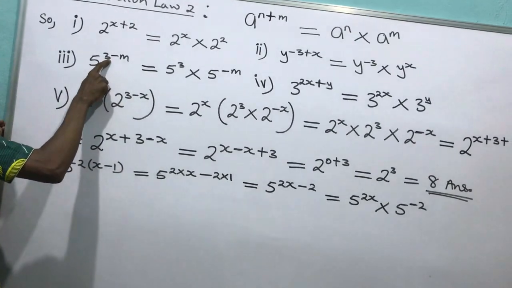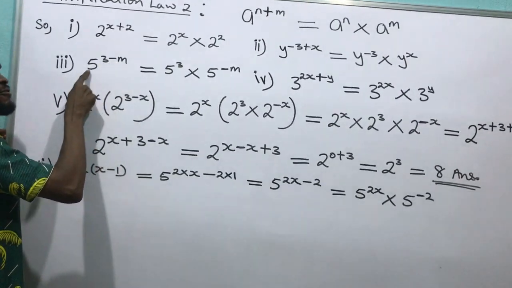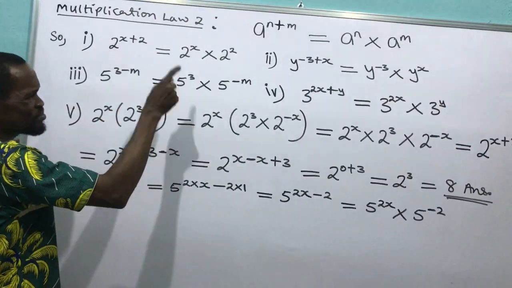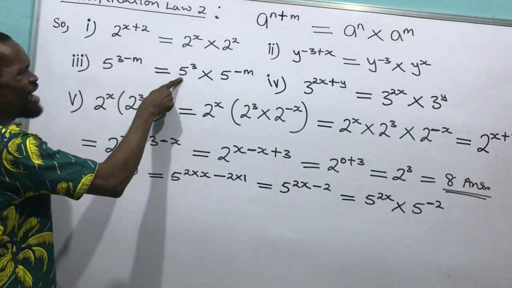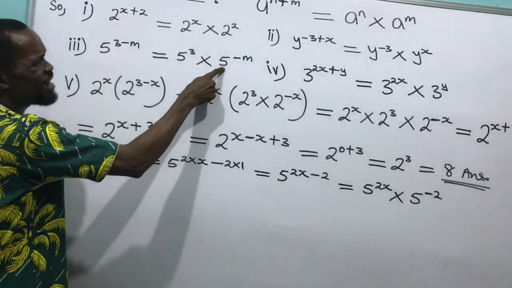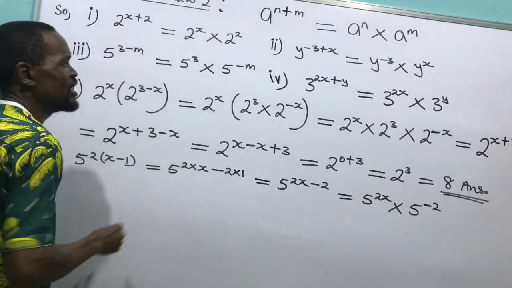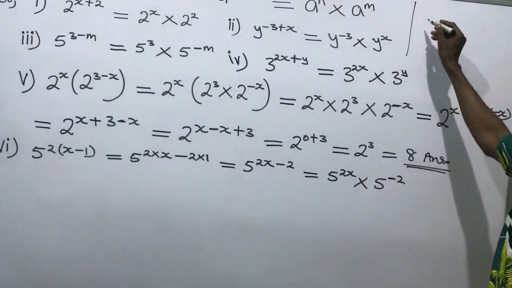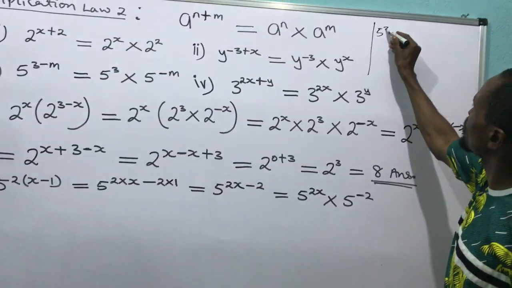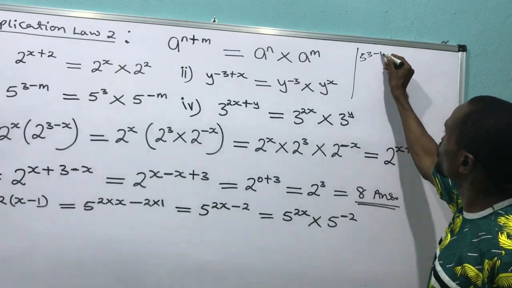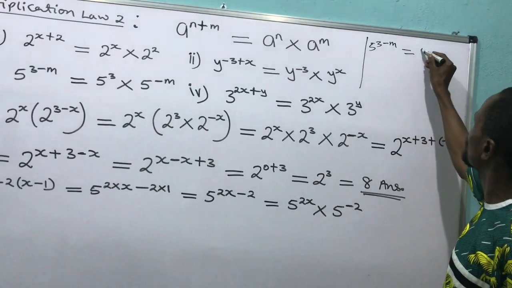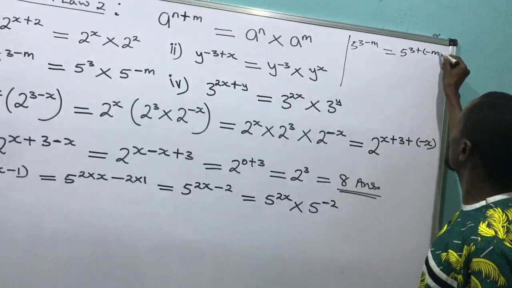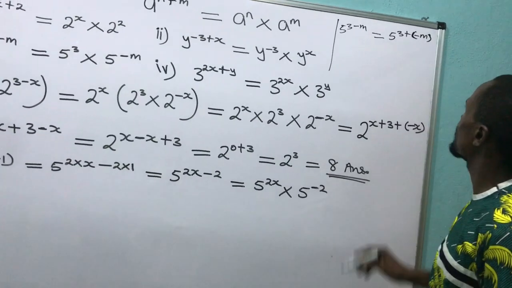5 raised to the power 3 minus m is simply the same as 5 raised to the power 3 times 5 raised to the power minus m. You remember, somebody will say how? You remember that 5 raised to the power 3 minus m can be written as 5 raised to the power 3 plus minus m. You remember that this can be written like this.